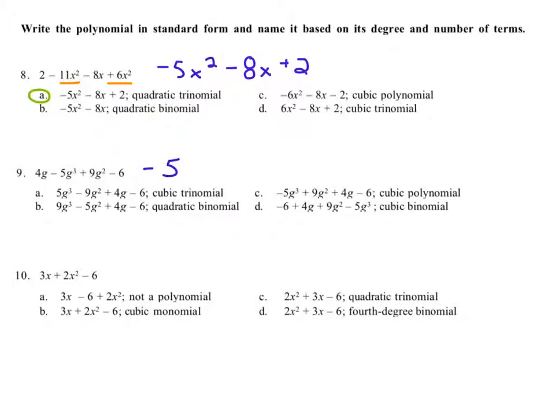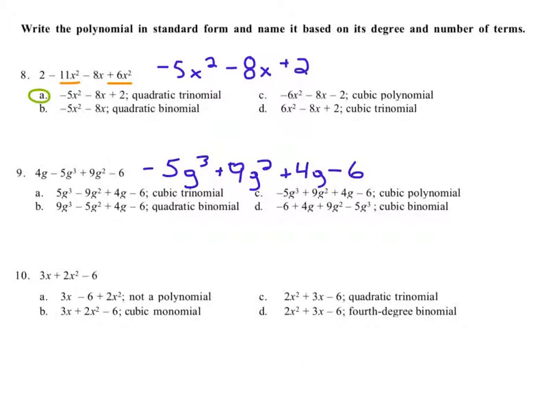That negative 5g cubed, make sure that you keep the negative with it, plus 9g squared, plus 4g, minus 6. So we've written it in the proper order. Notice that there's more than 3 terms. We can't call it a trinomial, binomial, or monomial. We'll just call it a polynomial because there's more than 3 terms.